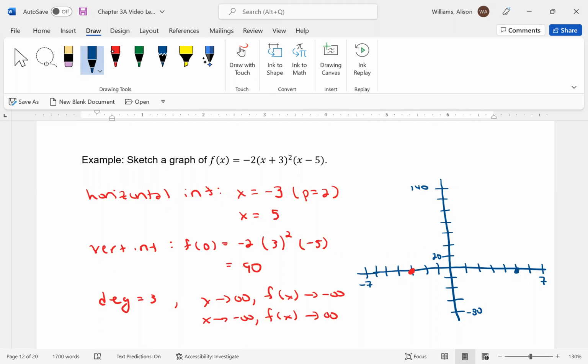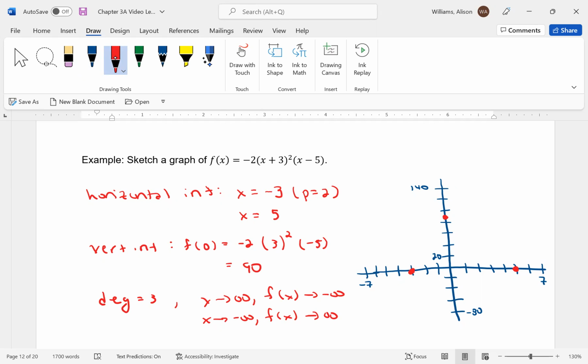Sorry, let me switch back to red. At 5, it's going to cross right through. All right, it's also going to hit 90. So 20, 40, 60, 80. It's going to be between 80 and 100. So there's 90. It's going to hit there.